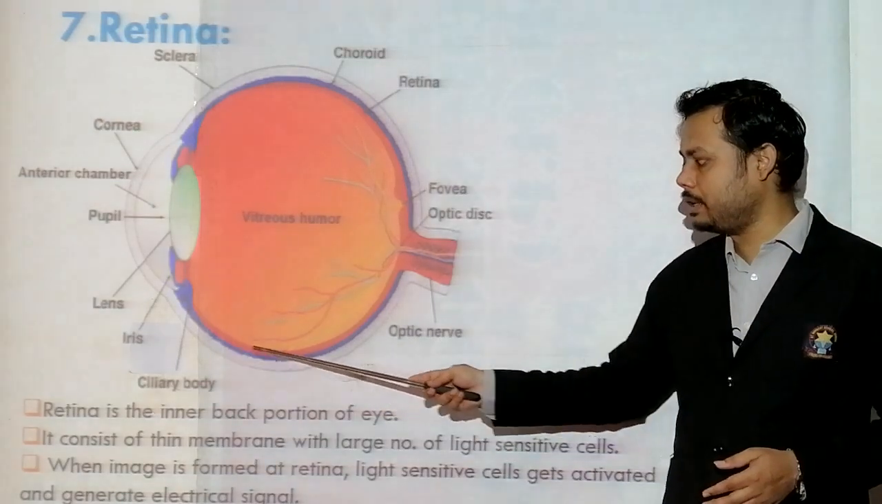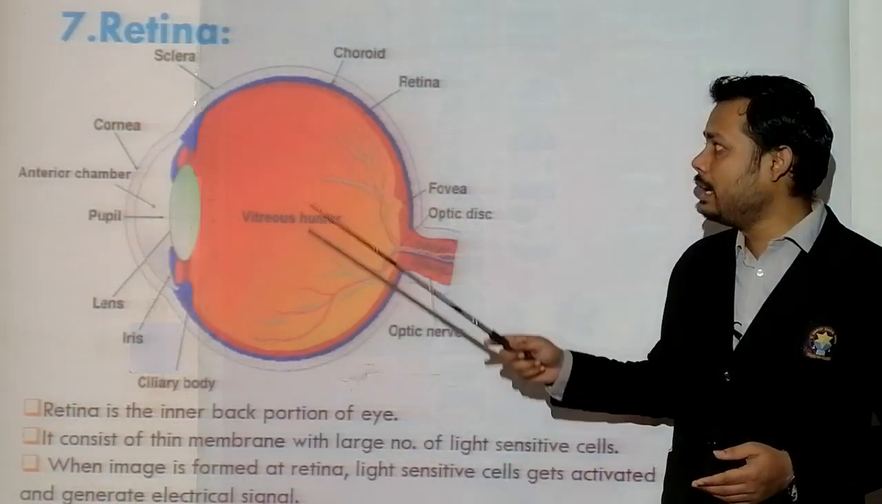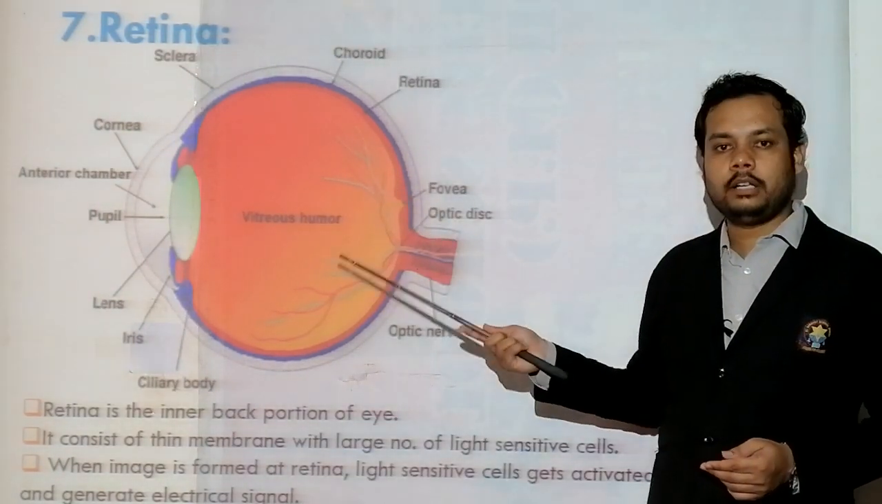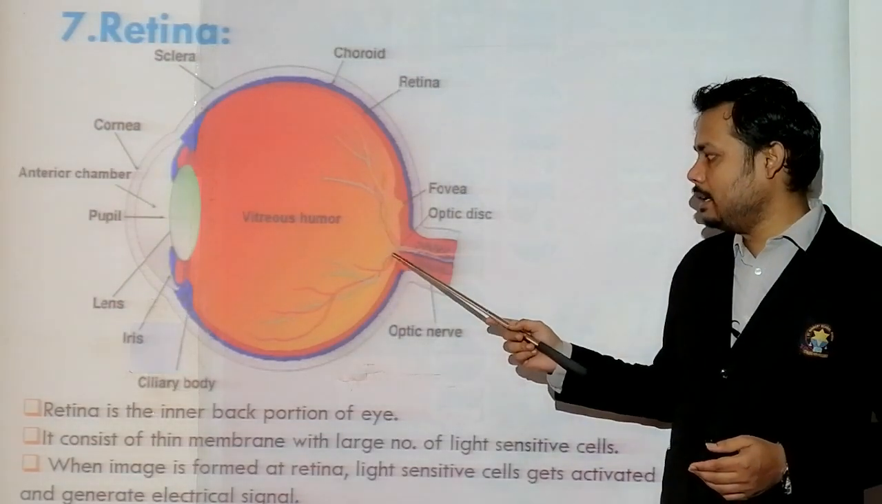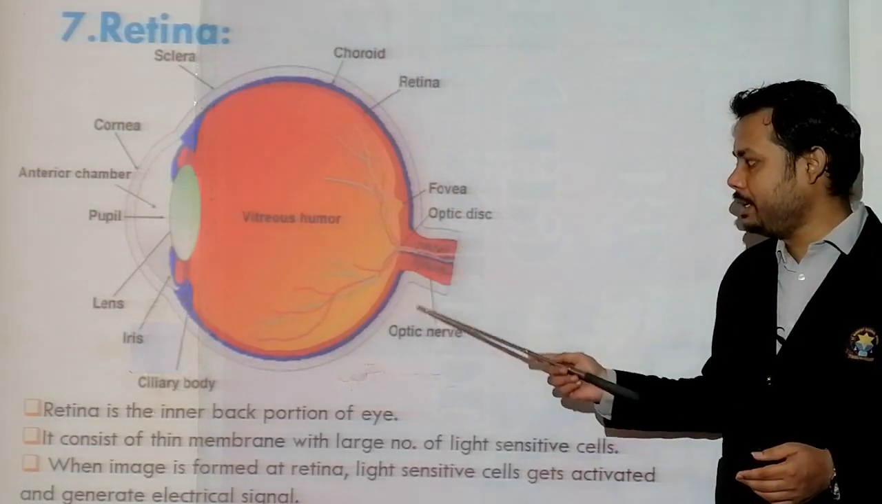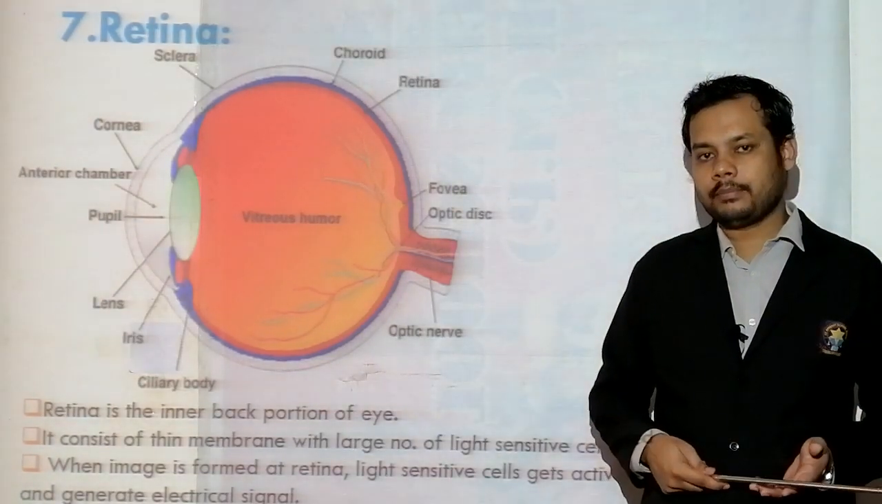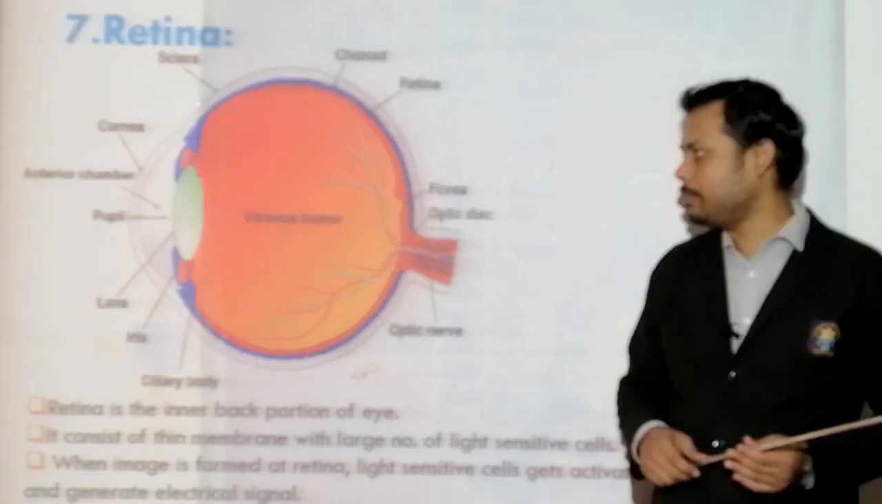This is the last part of an eye, as we can see. Here all the images are formed. In the retina, the image is formed. The image is converted into an electrical signal and this electrical signal is conveyed by the optic nerve to the brain. Then the brain interprets that image and creates the image for us. And this is how we are able to see.